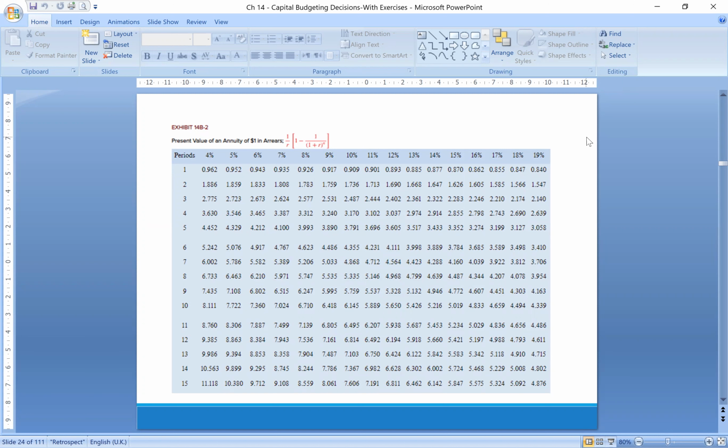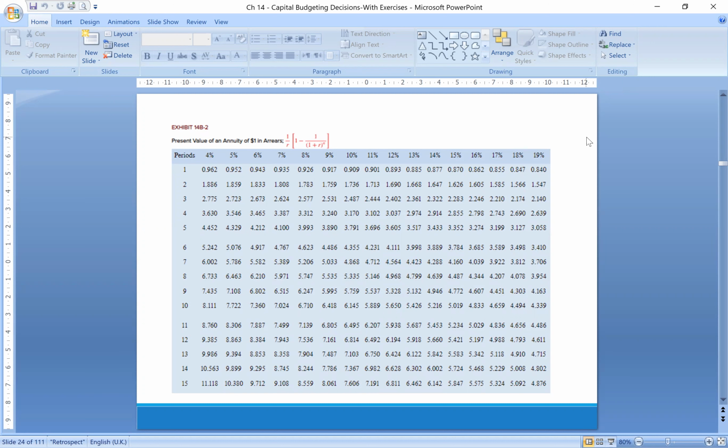Again, if you don't like to use the tables, we do have a formula. Suppose we need to calculate the present value of five amounts at a 10% market rate. I have to look again for period number 5 and the 10% market rate. So we have the factor 3.791. What does 3.791 mean? Suppose I'm receiving 100,000 every year for 5 years. So in total, I will receive what?